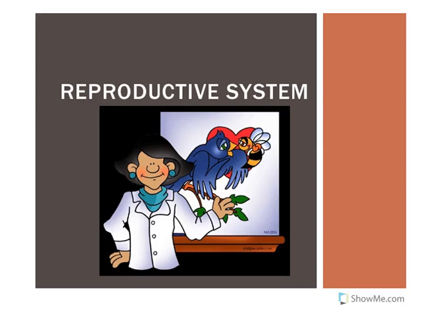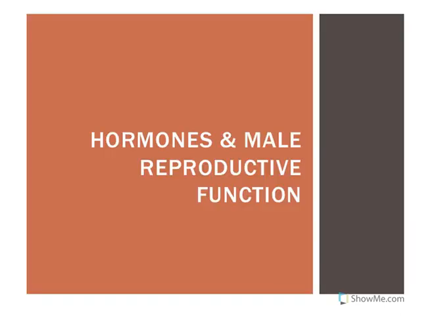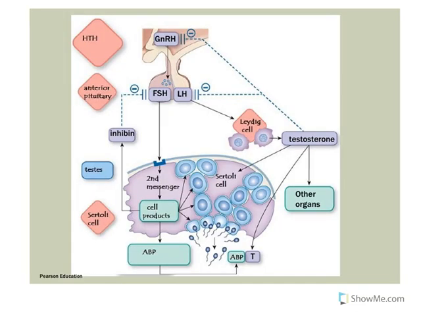This recording is a part of the series that's covering the reproductive system, and this one specifically is going to look at hormones in male reproductive function. So here we're looking at a picture similar to what we've seen before, but we're going to be a little bit more specific looking at the male.